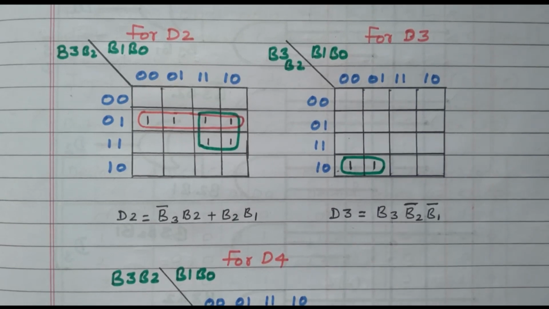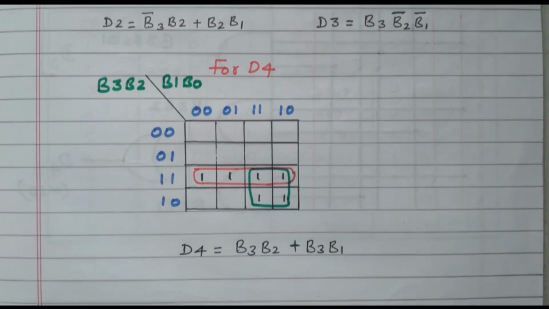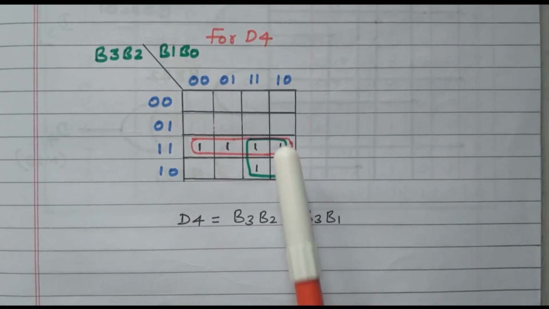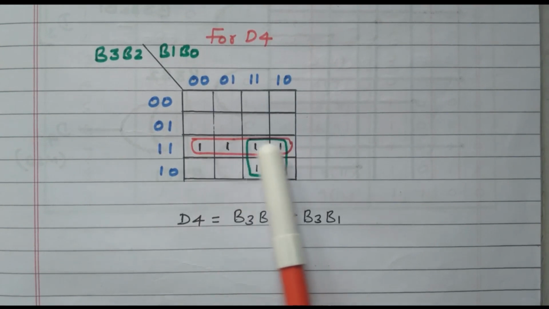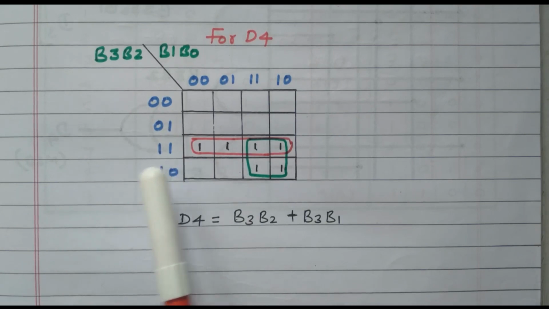Now we have one more term, D4. D4 also has 4 ones available. These 4 ones are combined together, grouped together. While grouping these 4, we have to refer to the corresponding third row. Third row is 1 1. 1 1 means B3 B2.